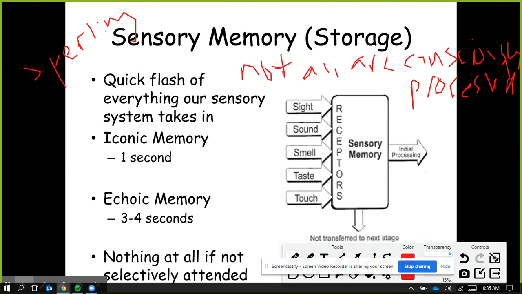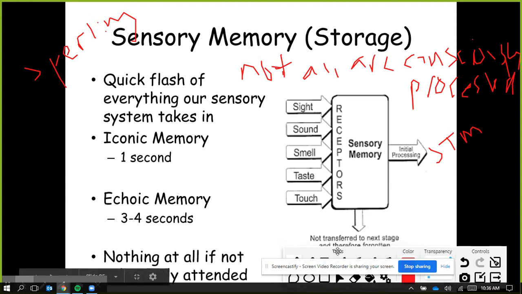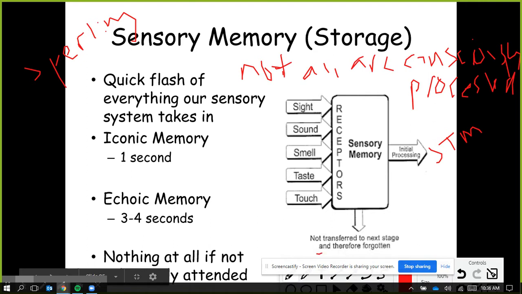Once information comes into sensory memory, the stuff that is selectively attended to is briefly transferred over into short-term memory. All right, and we're able to hold stuff in short-term memory for a couple of seconds. All the rest of it is not transferred and is therefore forgotten. So you're going to see this here in a sec.